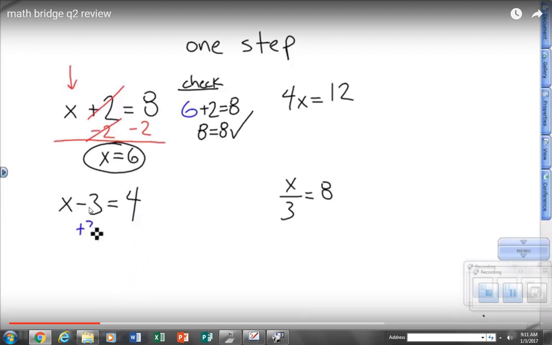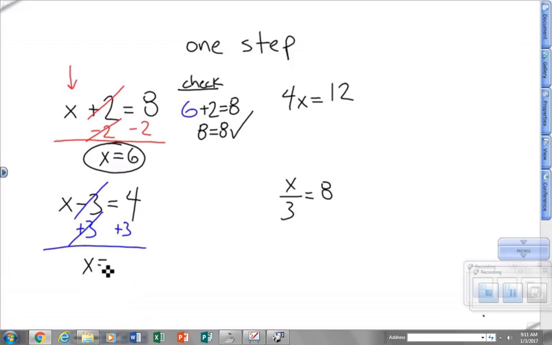Second one. The opposite of subtracting 3 is adding 3, so I add 3 to both sides. Make sure what you do to one side of the equation, you always do to the other side of the equation to keep your equation balanced. So I'm adding 3. That brings the x straight down. 4 plus 3 gives me 7.